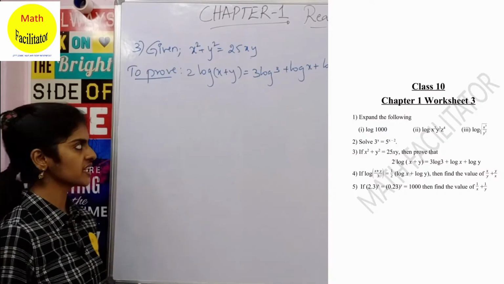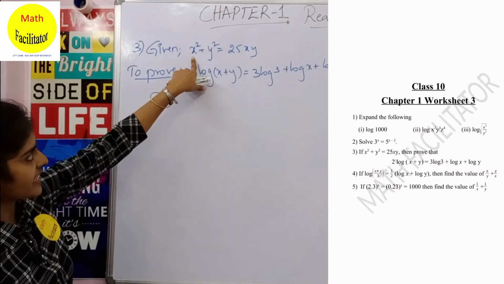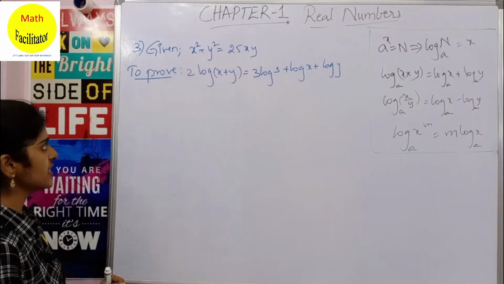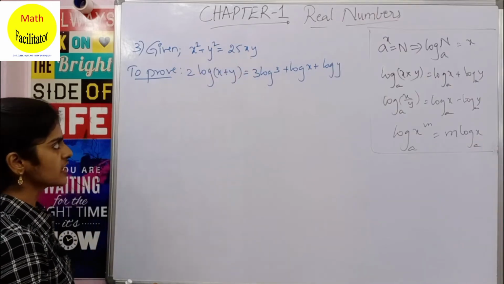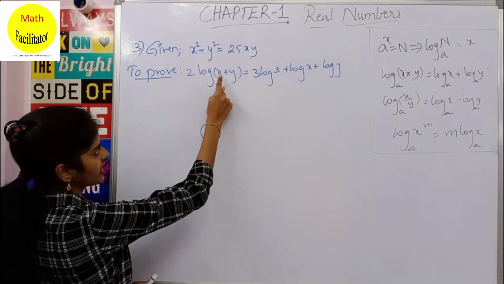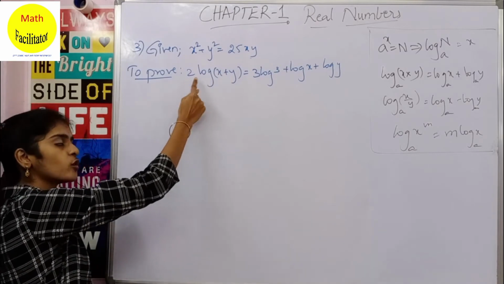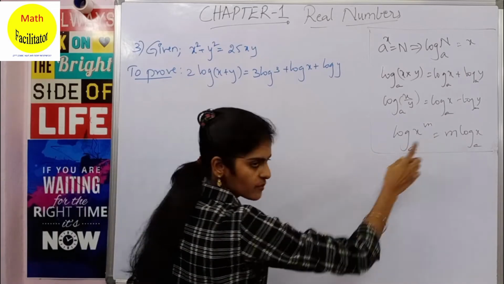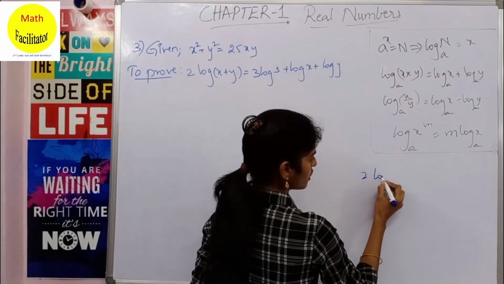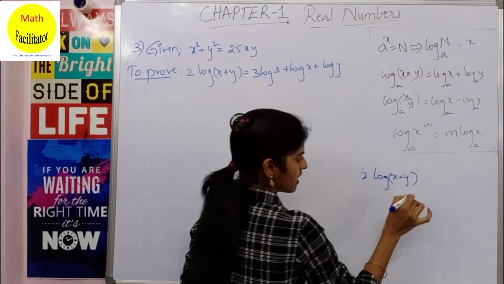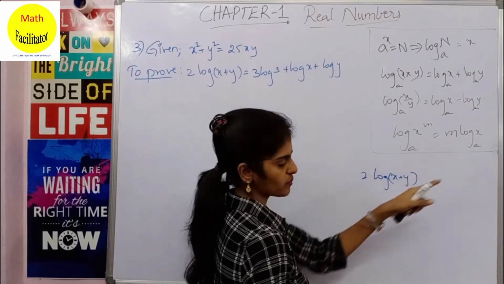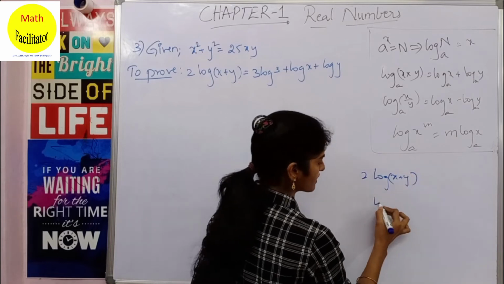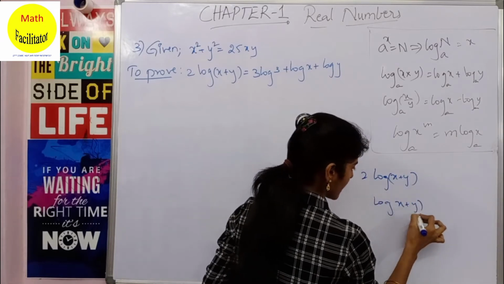So now moving on to the next question. If x square plus y square is 25xy, you have to prove this. So here you can see in the LHS you have 2 log x plus y. That means this is of this form m log x. So it is 2 log x plus y. That means it is in this form. So if this 2 is nothing but power of this, so it is log x plus y whole square.